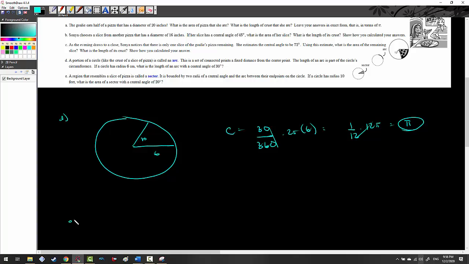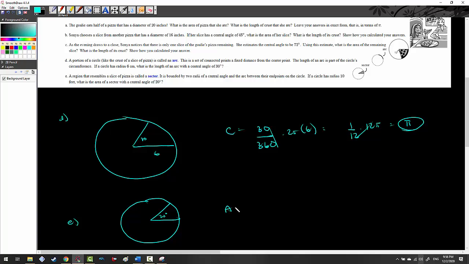And then E, a region that resembles a slice of pizza, is known as a sector. So again, that's the area, right? Bounded by 2 radii of a central angle and connected to the endpoints on the circle. If a circle has a radius of 10 feet, what is the area of a sector with an angle of 20 degrees? Okay, so here's our circle, angle 20 degrees right here.